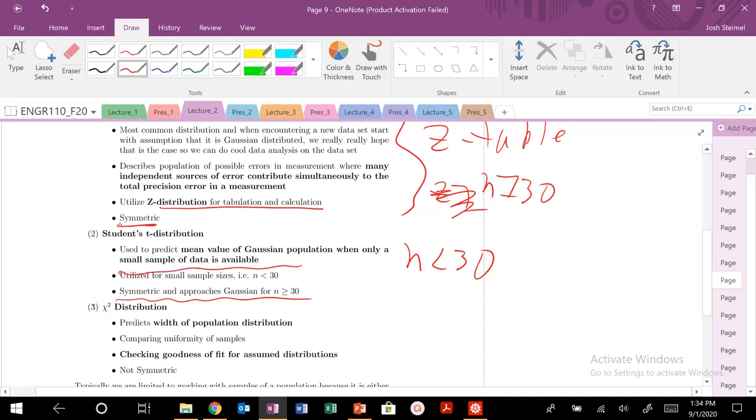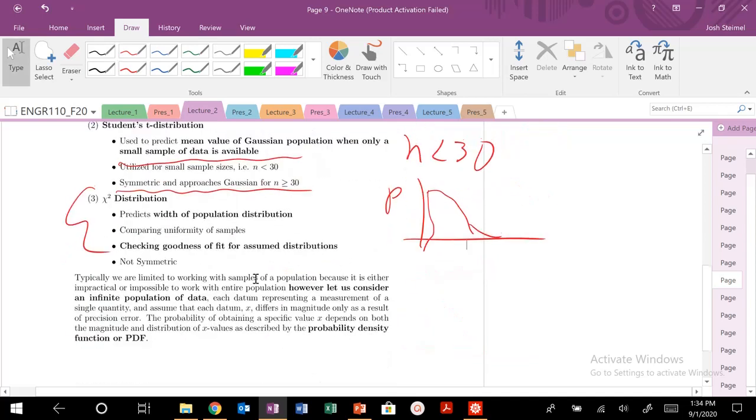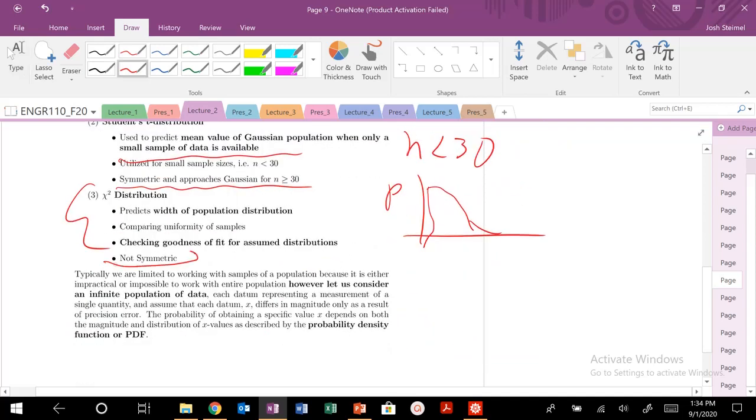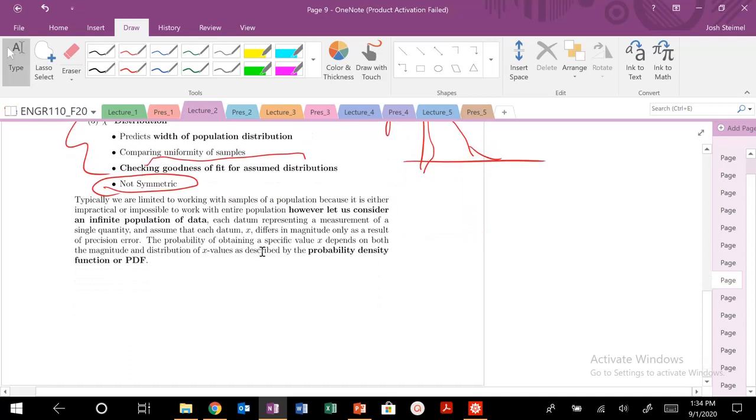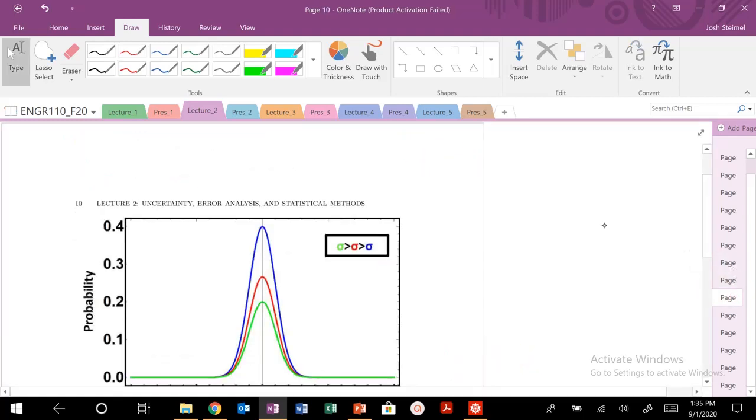And then finally, our chi-square distribution is not symmetric. It's going to have this right-skewed shape, I'm horrible at drawing that. It's a right-skewed distribution. It is not symmetric. We're going to check our goodness of fit for our different distributions. So next time we're going to look at one of our first probability distributions, specifically the probability density function, our Gaussian function, and we'll start to calculate and do some nice examples.